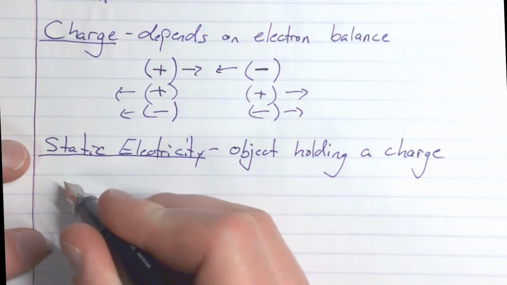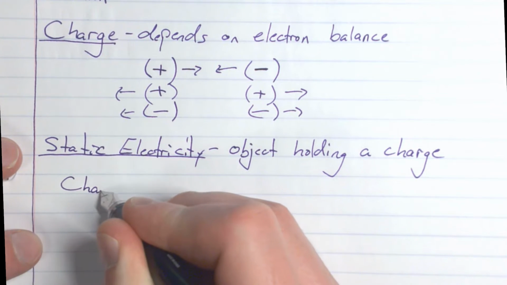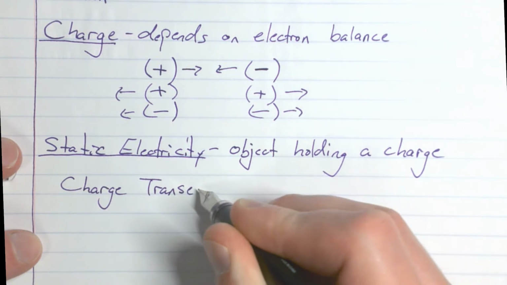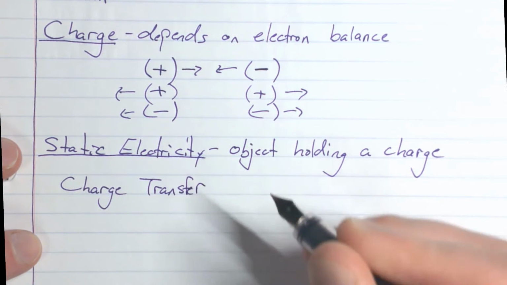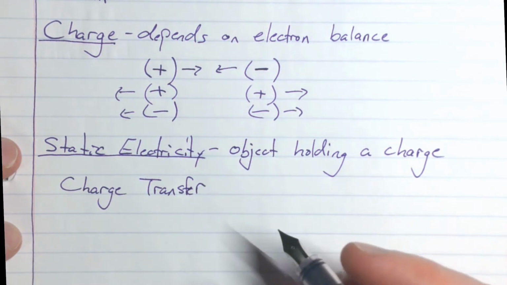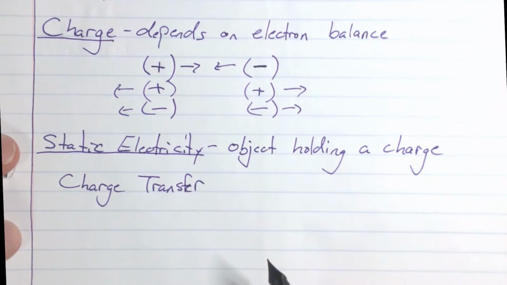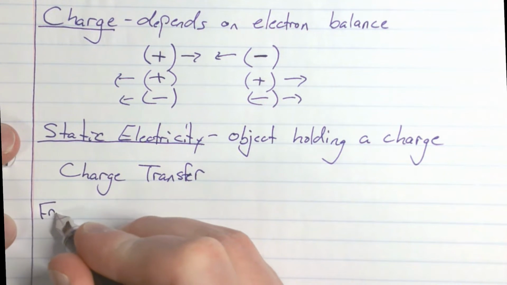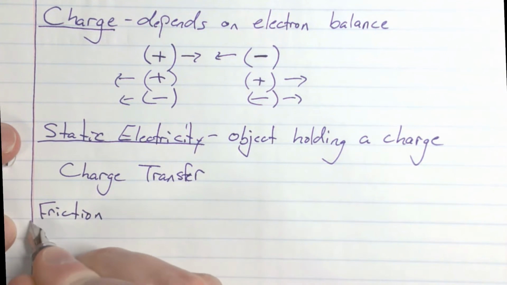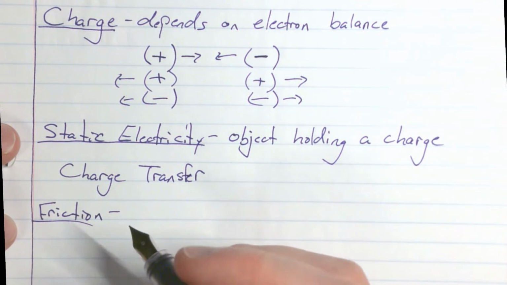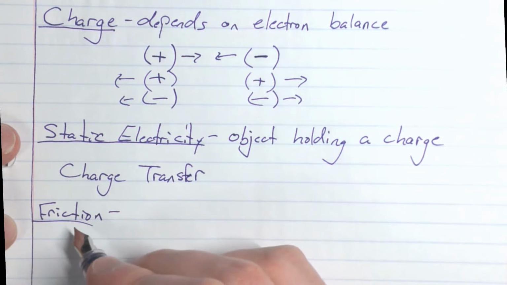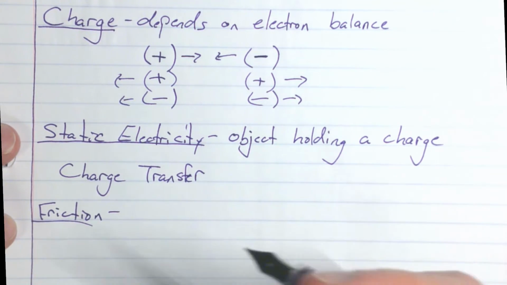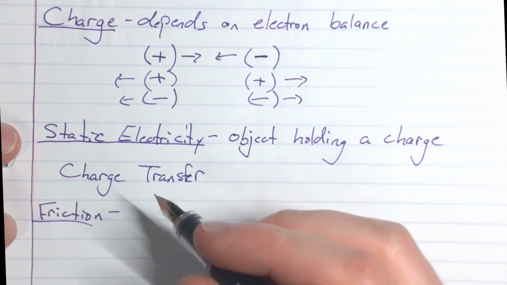Charge transfer. We can move electrons. We can move electrons in 3 different ways. So we're going to go through the 3 different ways. Number 1 is through friction. So when you rub your socks on a carpet, that is going to cause electrons to move from the carpet to your socks, and therefore to you, and then you're going to build up a charge.